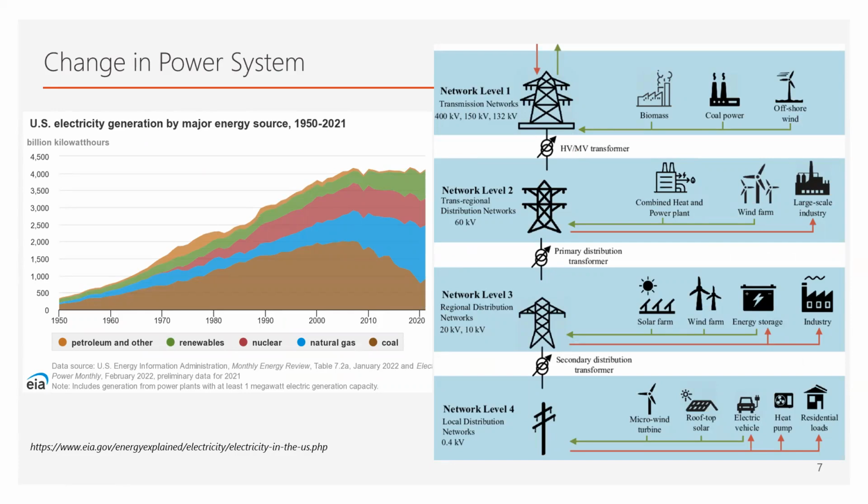this statistics between various kinds of resources that are used in power generation. Say, for example, coal, natural gas, nuclear, renewable, petroleum, and other fuels such as diesel. So if we look at the 1950s, it was all coal at that time, with very little natural gas and very few renewables.